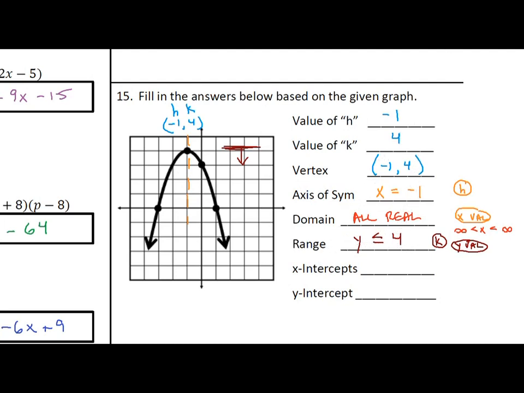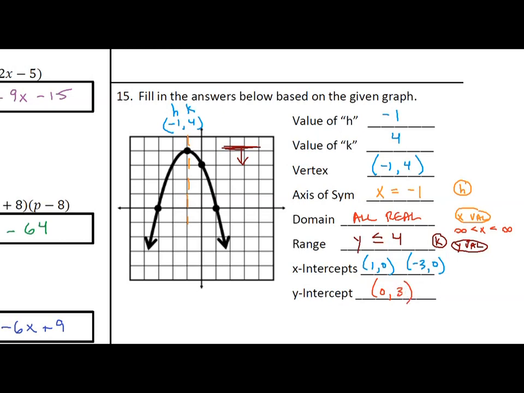What are our x-intercepts? Take a look at this. We cross the x-axis at 1, so that coordinate is (1, 0). And we also cross the x-axis at 1, 2, 3, so -3, which gives (-3, 0). And then we've got our y-intercept. There's only one of those right here, and that crosses the y-axis at 1, 2, 3. So that coordinate is (0, 3). All right, covered that one.